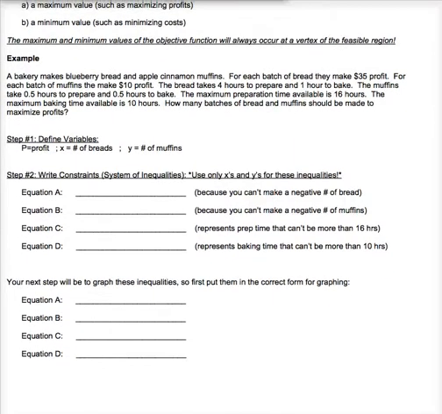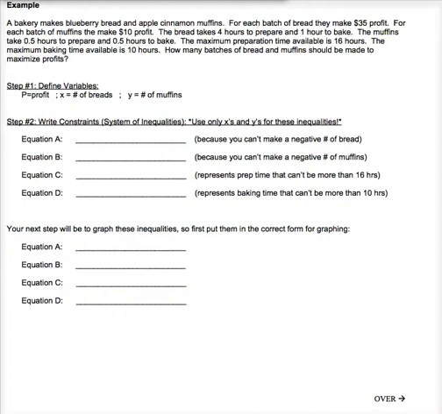All right, so here is the problem. A bakery makes blueberry bread and apple cinnamon muffins. For each batch of bread, they make a $35 profit. For each batch of muffins, they make a $10 profit. The bread takes 4 hours to prepare and 1 hour to bake. The muffins take a half an hour to prepare and a half an hour to bake. The maximum preparation time available is 16 hours. The maximum baking time available is 10 hours. How many batches of bread and muffins should be made to maximize profit?